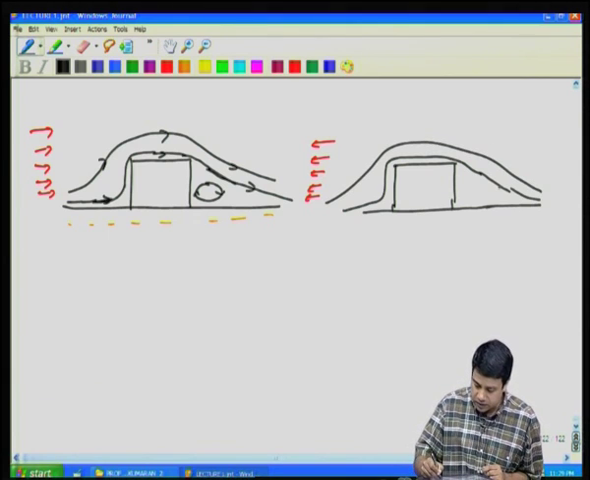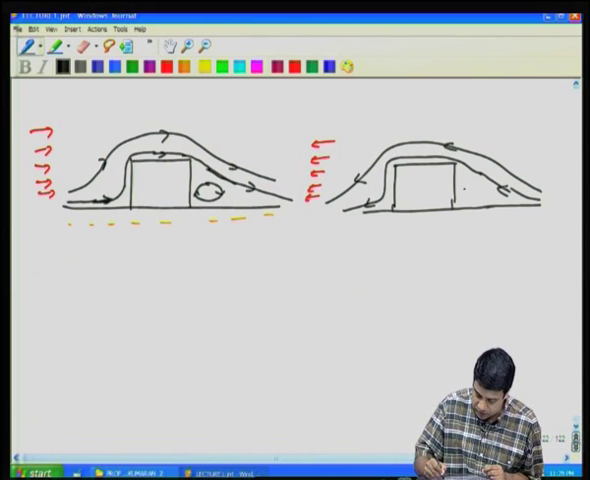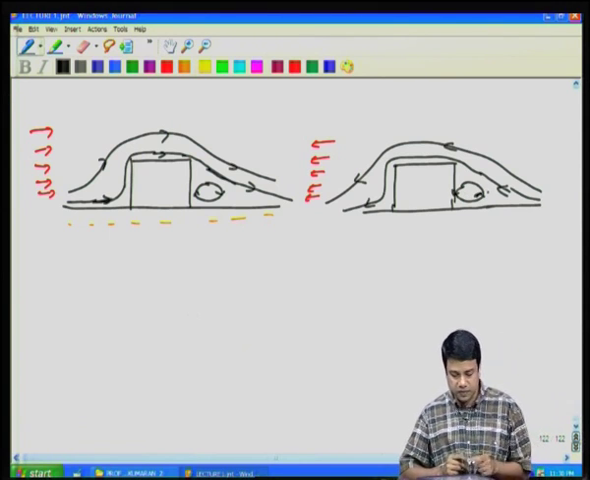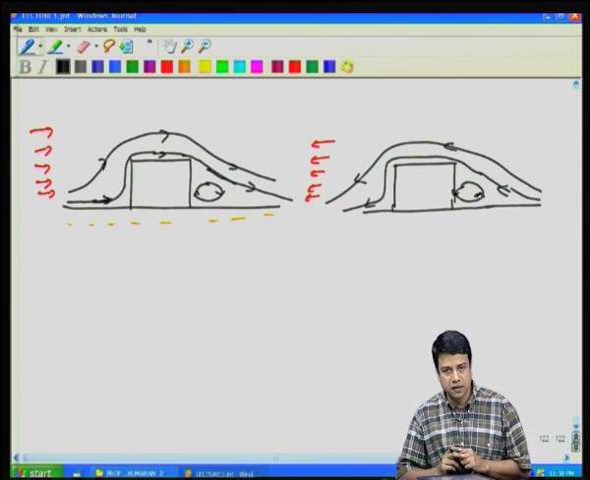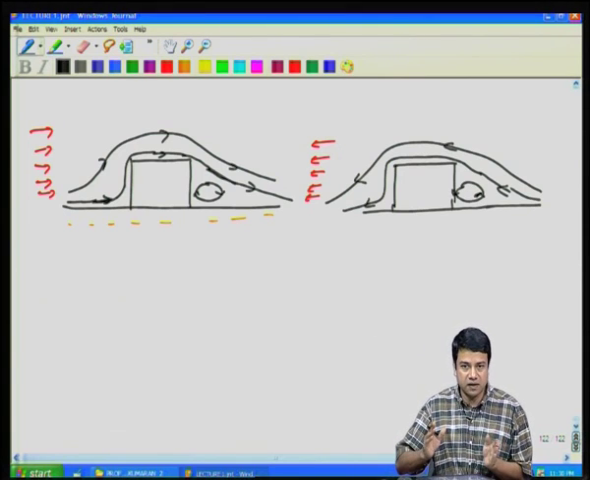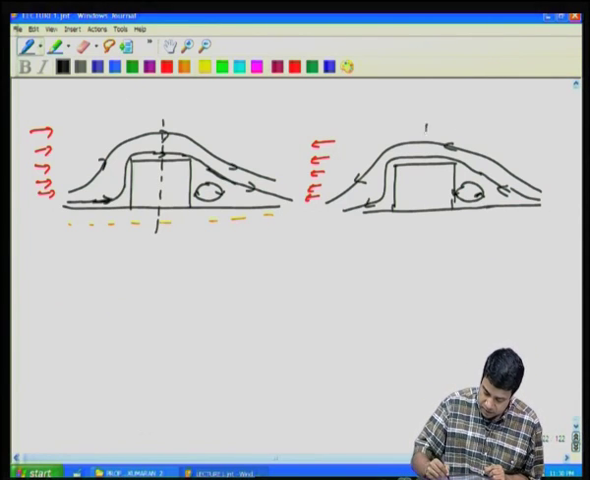I should get a flow that goes like this, with a circulation which is now going in the opposite direction. The direction of the circulation is opposite to what I have here. These two are clearly incompatible because this object has left-right symmetry. This object is clearly symmetric about this axis.